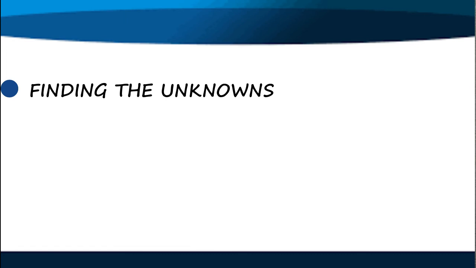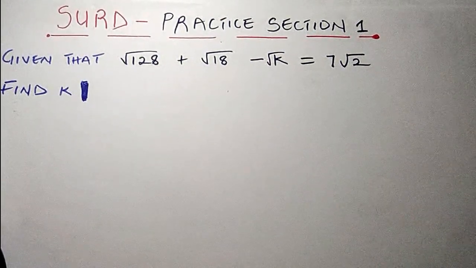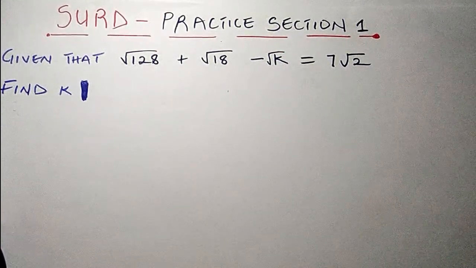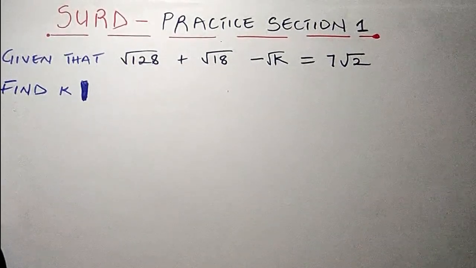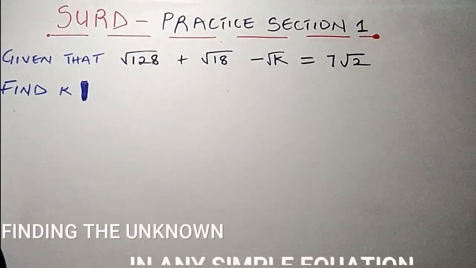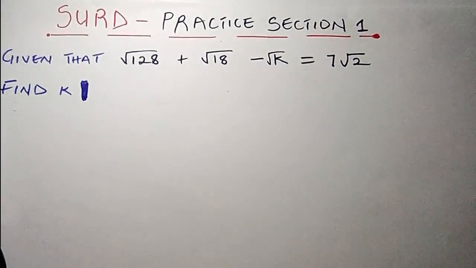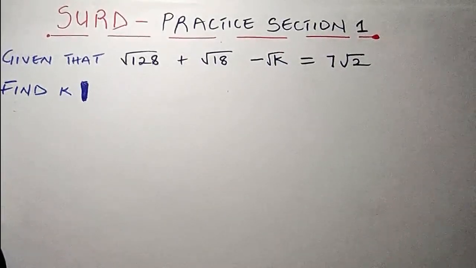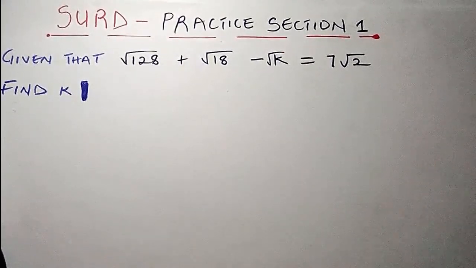Now, in a lot of SOD examples you're asked to find the unknowns. For example, given that root 128 plus root 18 minus root k equals 7 root 2, find k. So we're asked to find k. Now, the basic thing you need to understand is that finding the unknown in SOD is just like finding the unknown in any simple equation, when you have to find x or so. But looking at this question, you notice that there's one thing you have to do, which is to simplify before you find the unknown. So we're going to simplify root 128, and we're going to simplify root 18.